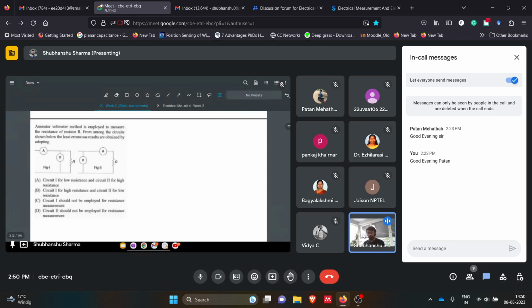Okay. So the first question is, the ammeter-voltmeter method is employed to measure the resistance R. So we have this resistance R. From among the circuits shown below, the least erroneous results are obtained by adopting... So they are asking which of these two will have the least erroneous results. Try to remember the lecture sessions which you saw last week, and give the answer for this.